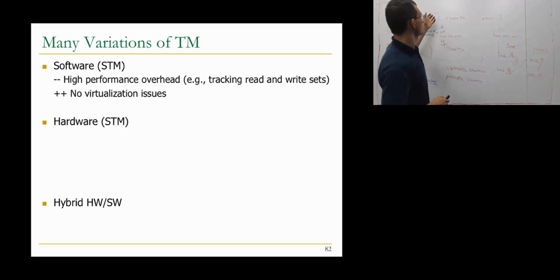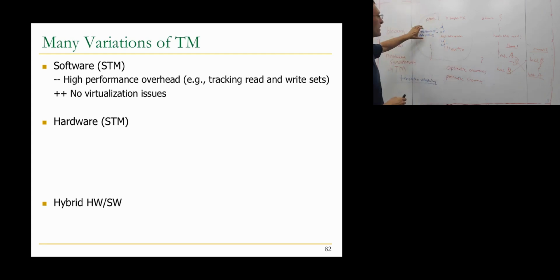The downside of software transactional memory is its high performance overhead. All of these operations that we've discussed earlier need to be done in software. Conflict management, read write set tracking, abort management, all of it is purely software. And that adds a lot of overhead into the system.